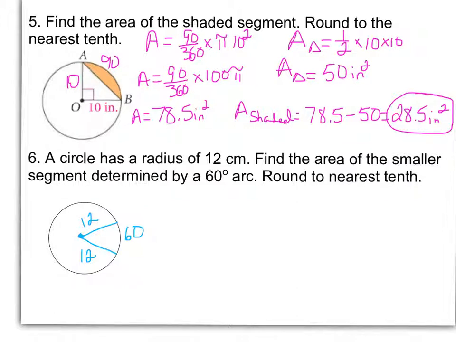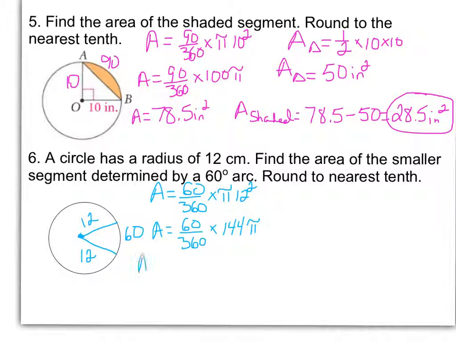We first need to find the area of the sector. So that will be 60 divided by 360 times pi times our radius squared, so 12 squared. So the area of our sector is 60 divided by 360 times 144 pi. To the nearest tenth, it's about 75.4 centimeters squared. Now we need to find the area of our triangle.